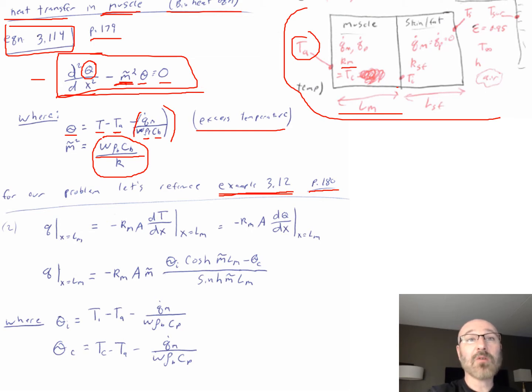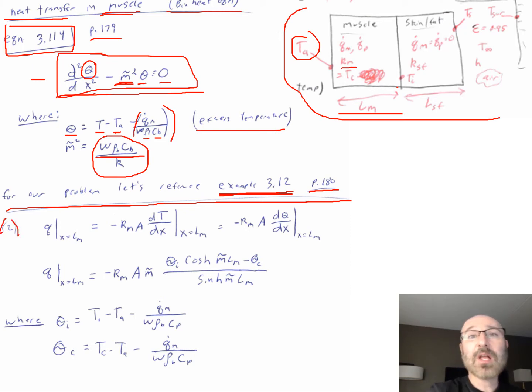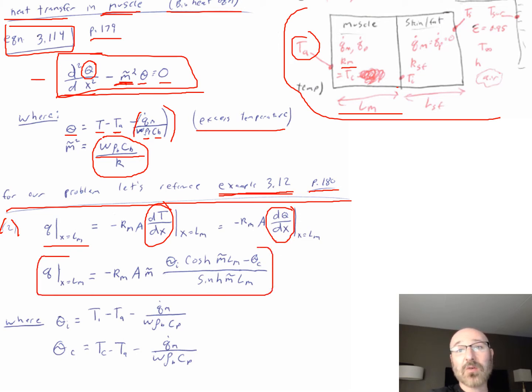So we can go down in that problem 3.12, the example problem in our textbook on page 180, and take a look at a slightly modified version of what they show in the relationship for equation 2 right there. Now we can see we have a relationship here for when x is equal to Lm for our q value there, and we can do that whether in terms of dT dx or in terms of d theta dx right there. Then we come up with this right here for our q value equation. We have this general equation again. I would recommend going back through that derivation from example 3.12 in your textbook as well.